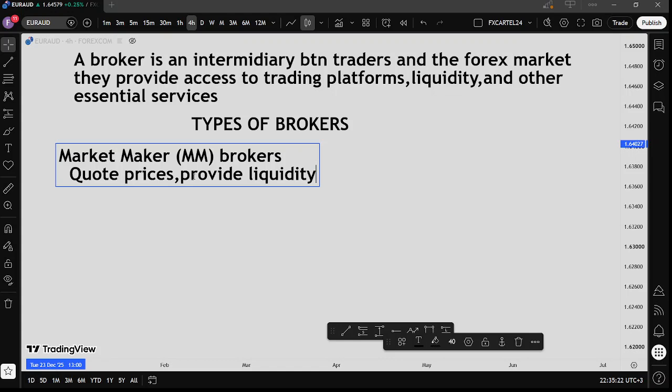Okay, but when we talk about brokers, these ones quote prices and provide liquidity depending on the market fluctuations.